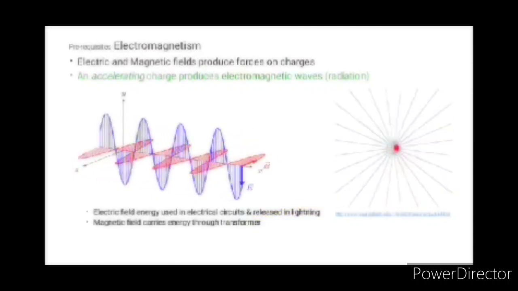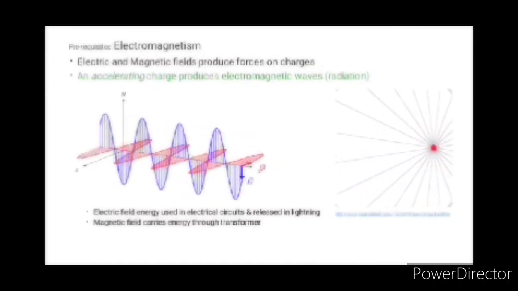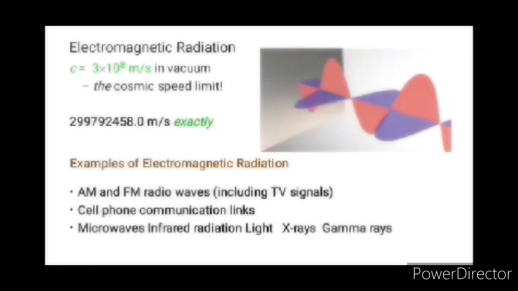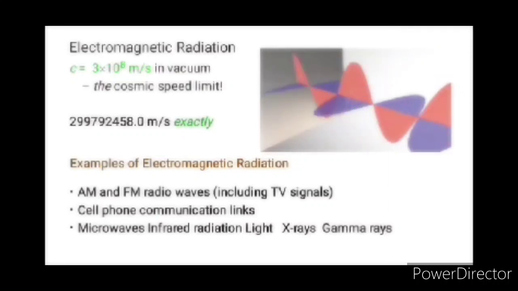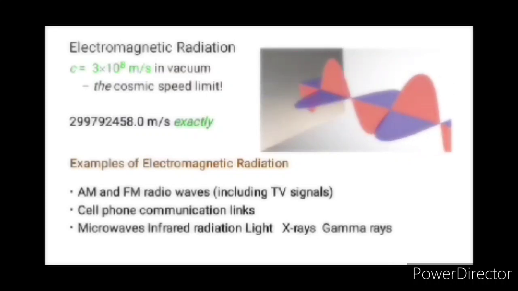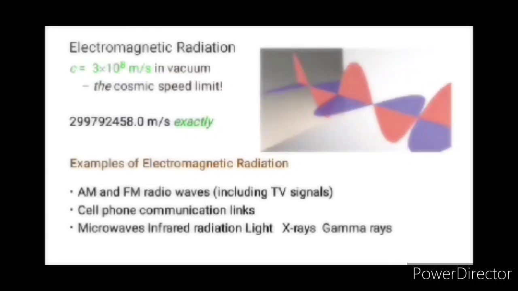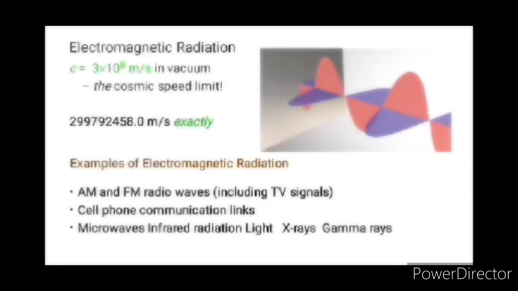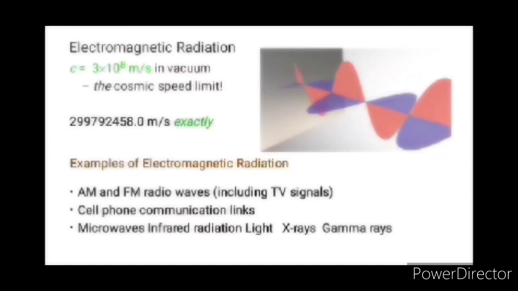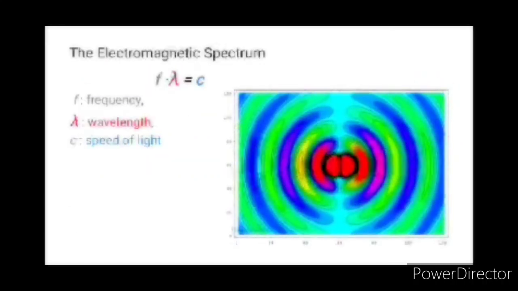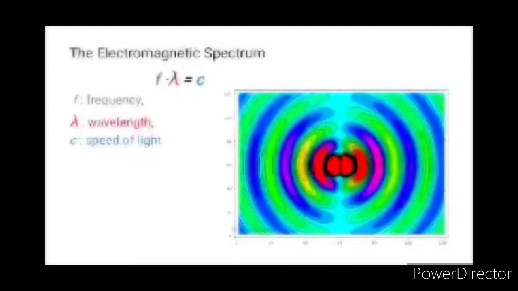Electromagnetic waves travel with the velocity of light in vacuum, that is some 3 into 10 to the power 8 meters per second. Examples of electromagnetic radiations are AM and FM radio waves, including TV signals, microwave, infrared radiation, light, X-rays, gamma rays. The frequency and wavelength are related by the relation f into lambda is equal to c, where f is the frequency, lambda is the wavelength of the wave, and c is the velocity of light.